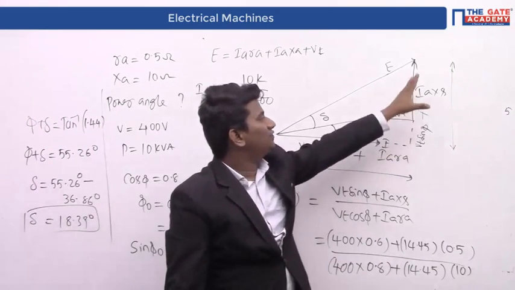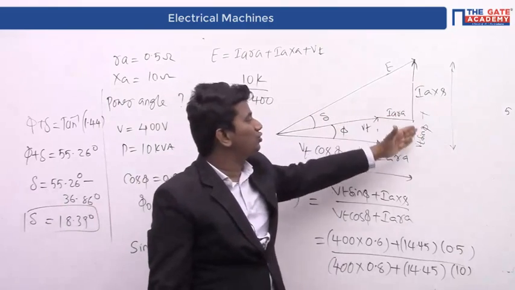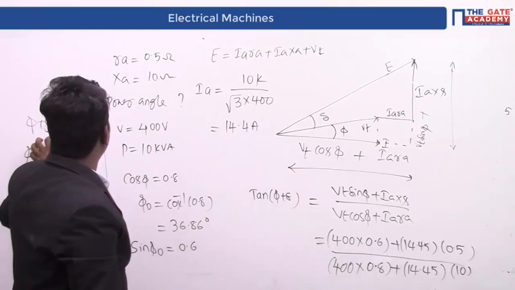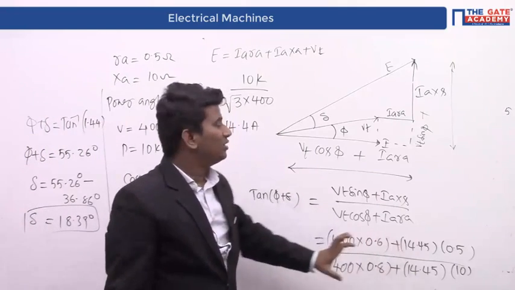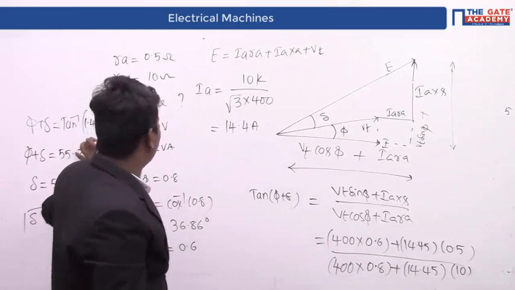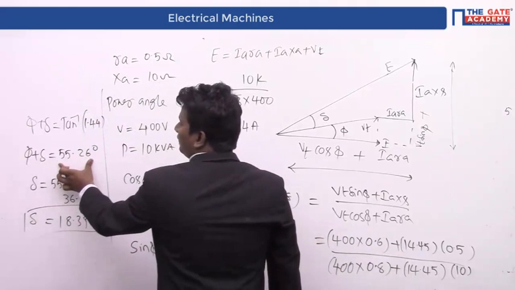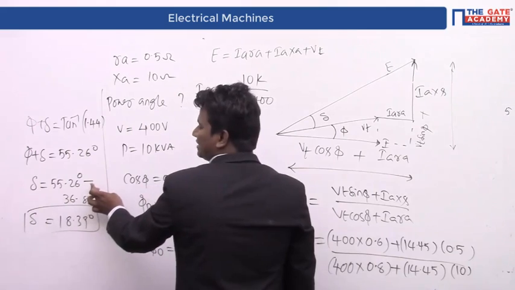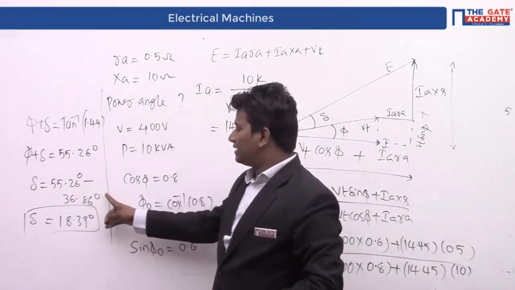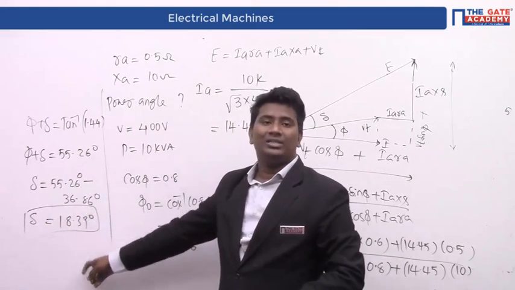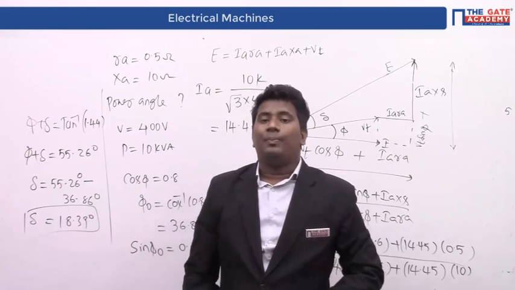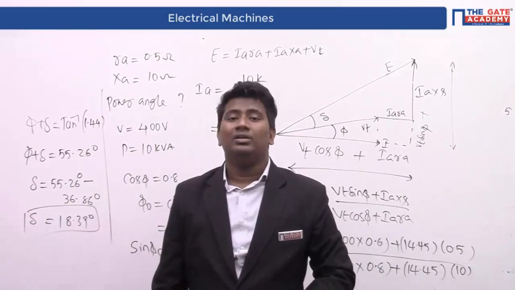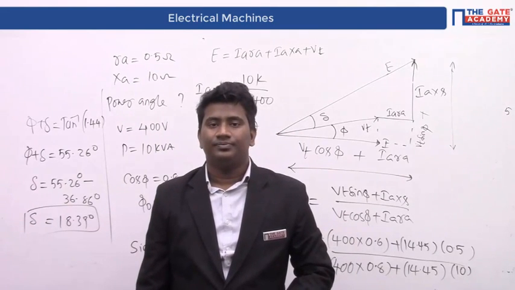From this, I have just found the tan between these two. Phi plus delta is equal to tan inverse of, if you solve this, you will get 1.44. From this, phi plus delta is equal to 55.26 degrees. Therefore, delta is equal to 55.26 degrees minus 36.86. Therefore, delta is equal to 18.39 degrees. Therefore, the power angle or load torque angle is 18.39 degrees.